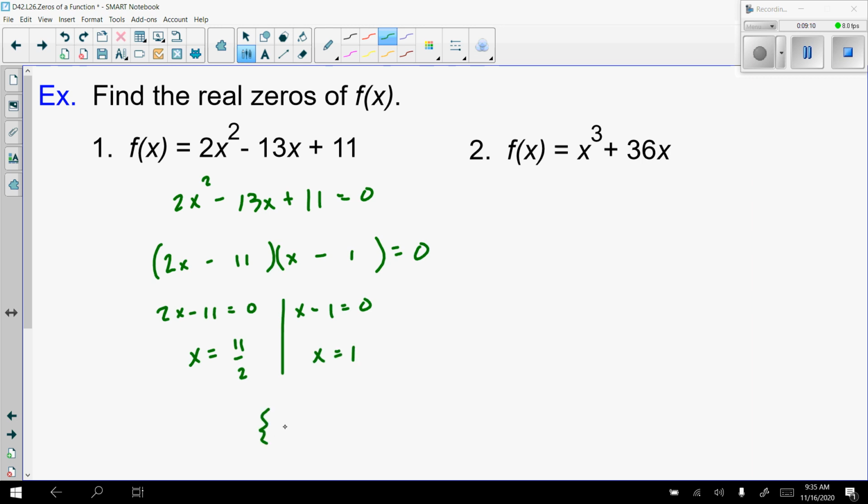So both of these values are real numbers. Therefore, I will have zeros of 1 and 11 over 2. Now let's look at number 2.